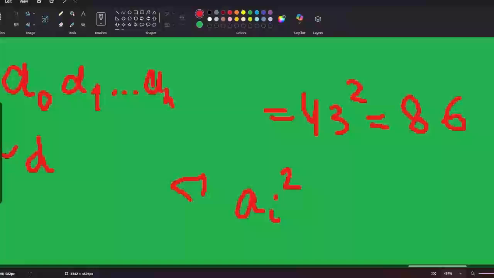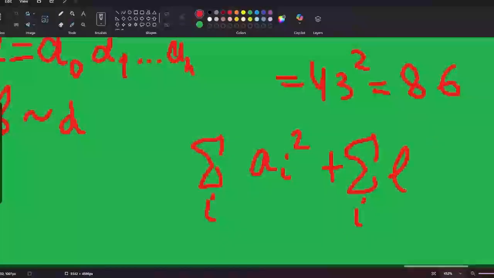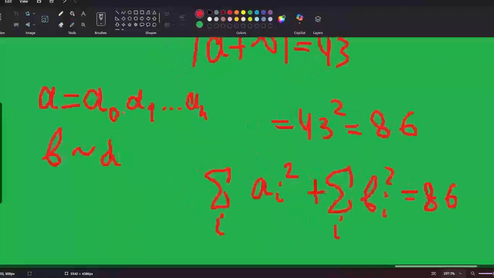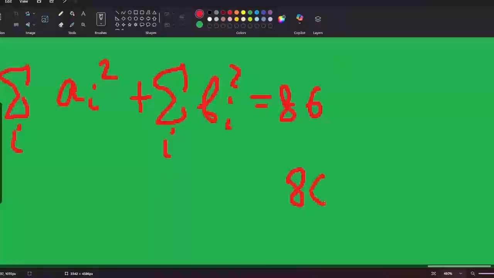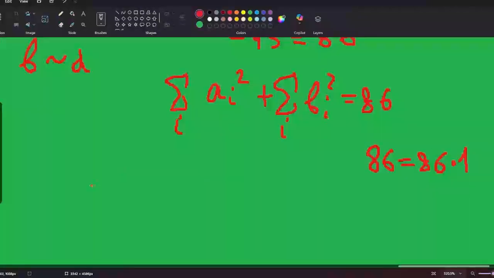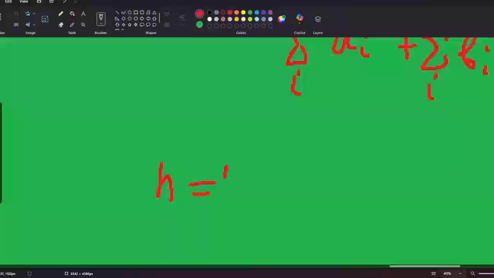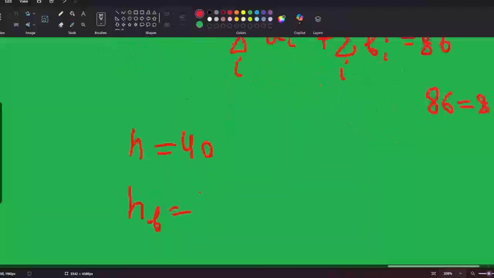Then that's gonna be |A| squared plus |B| squared equals 86. Okay, now we will go ahead and say that 86 is 86 times 1. So let's say that n for A is gonna be 40 and n for B is gonna be 46.